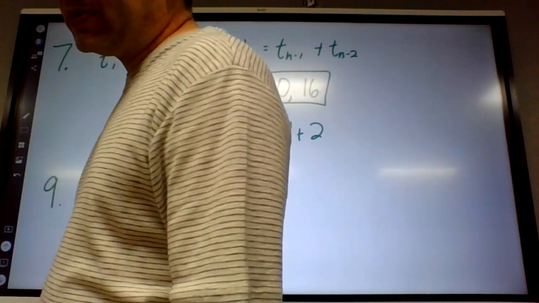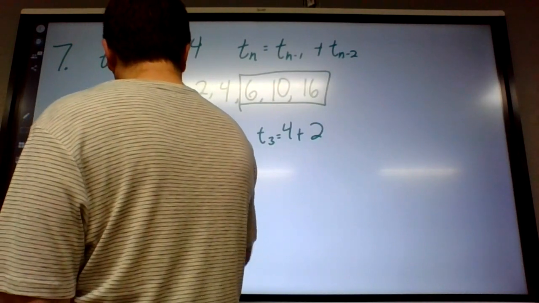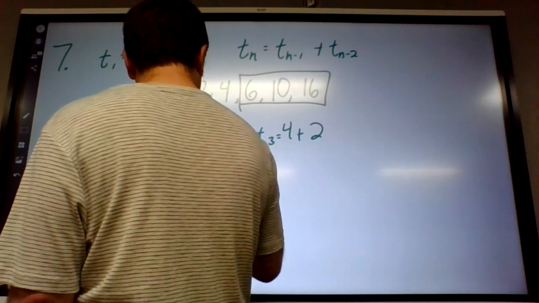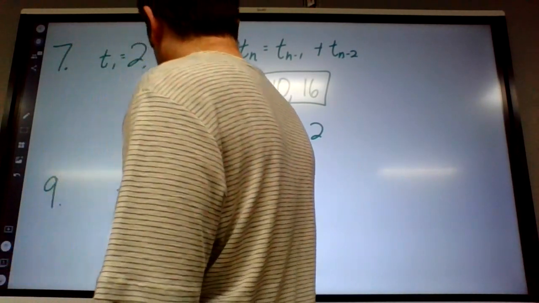T sub n equals T sub n minus 1 minus T sub n minus 2. Where did they put parentheses? Did I miss something there? Oh, squared.